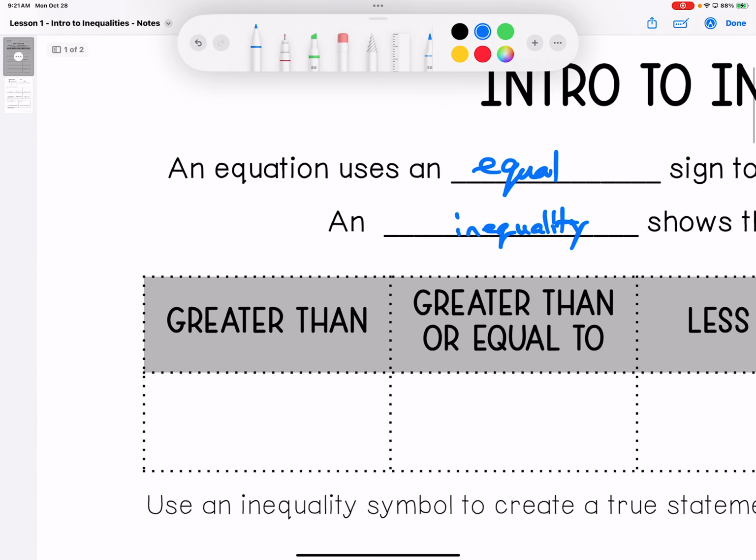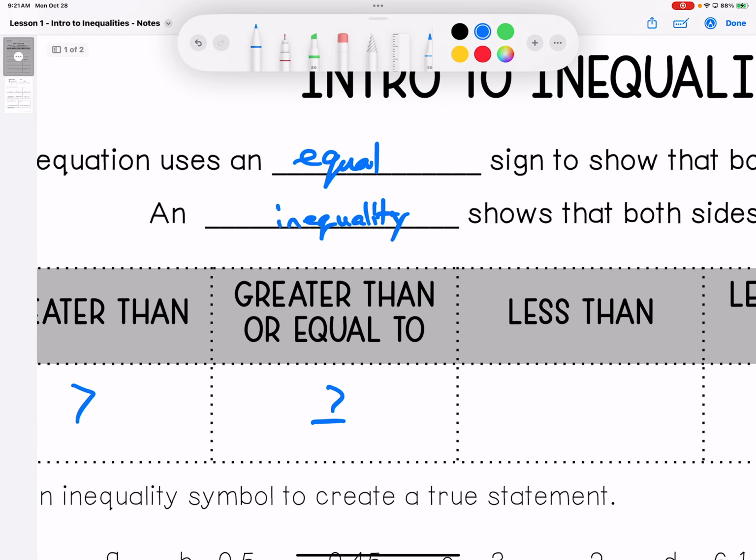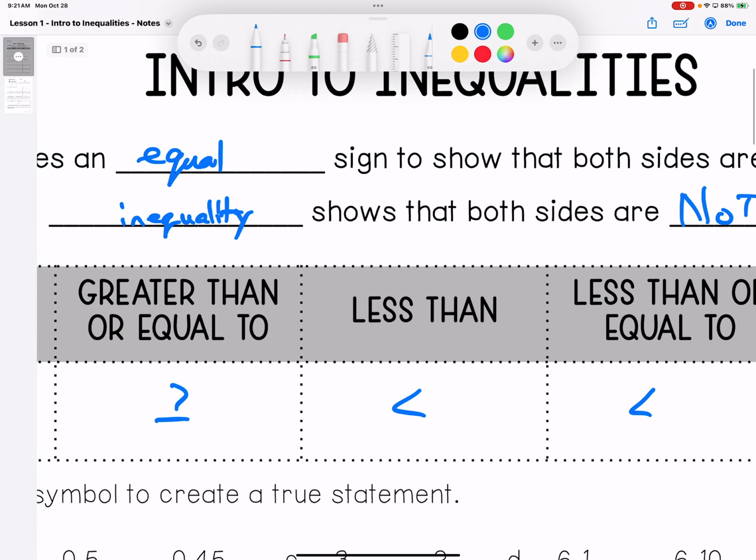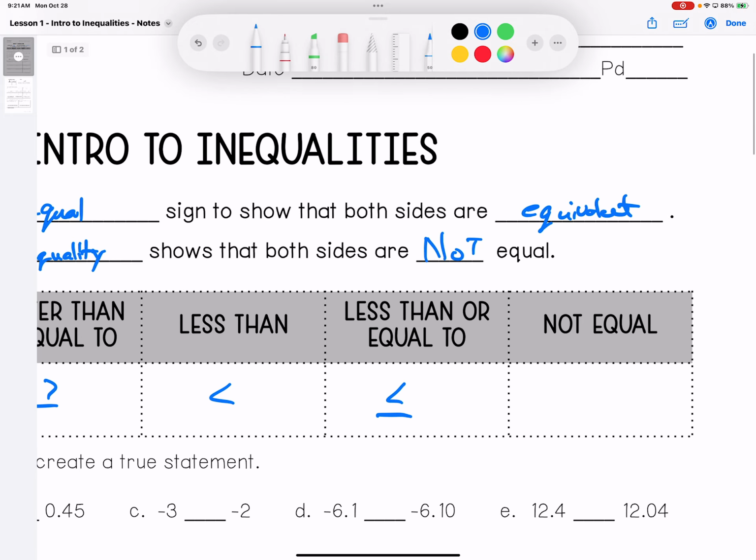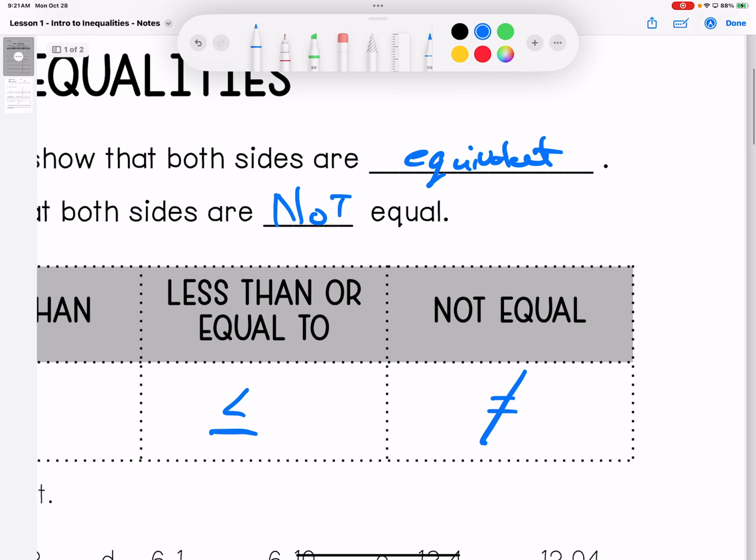All right, our signs, greater than, equal to. We know the line goes under it when it's equal to, so line underneath. And then the not equal, this is fancy, y'all. You're going to put an equal sign and then a line through it. And they also can be, this is not on your page, but they also can be equal.